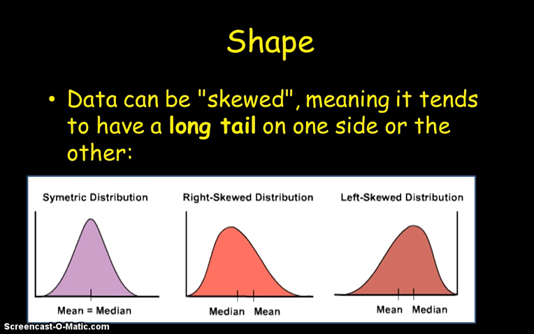Most of the people have a median height. Some people are freakishly tall and some people are freakishly short, but they're not very common. Most people are about the middle.